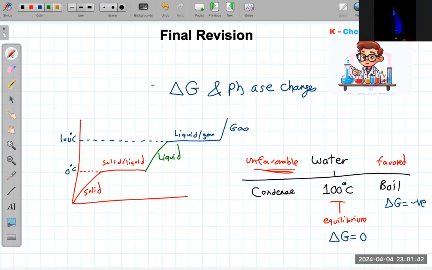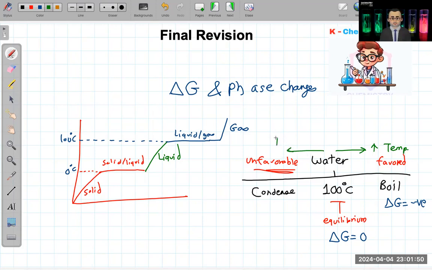If you decrease the temperature, it will become unfavorable. Which one will become more favorable to happen? Condensing, exactly. So if you move to any temperature less than 100, then condensation will be favorable and boiling will be unfavorable. What about at delta G equal to 0?